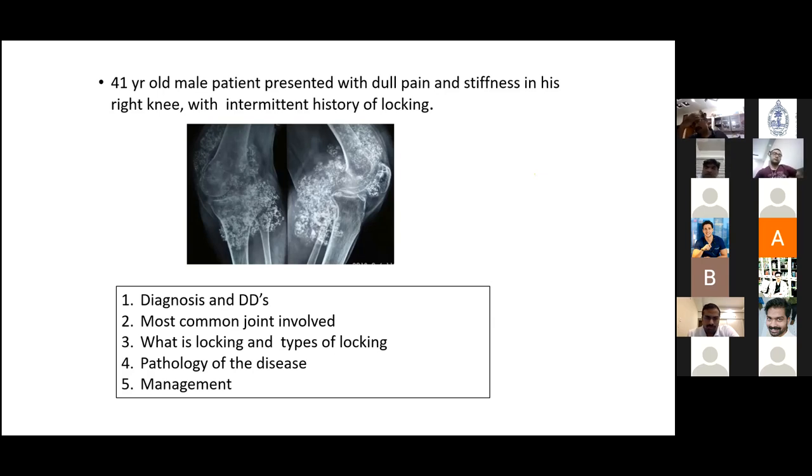What is true locking? In true locking, it is usually a bucket handle tear of the meniscus. The knee will be locked at a fixed angle, a fixed knee flexion, a fixed range of movement. The knee gets locked at a particular angle of extension, which means you cannot move it further. Flexion is possible, but further extension is not possible and it gets locked in a particular flexion. That is known as true locking.